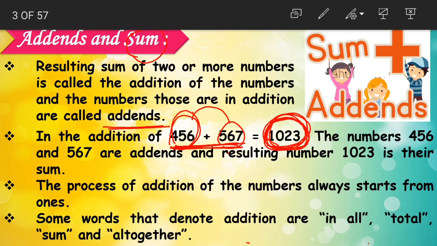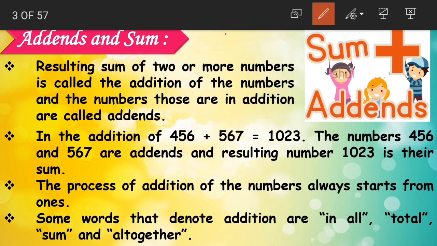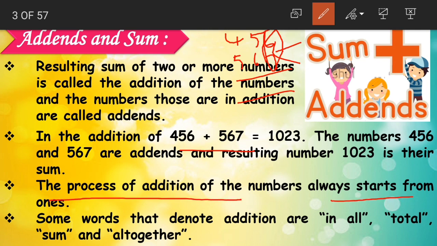The process of addition of numbers always starts from the ones. Suppose I have two numbers here, let me take these two only, 456 and 567. How will we start adding, children? From which side? From the right side, which is nothing but the ones place, right? So this is what they are saying. The process of addition always starts from ones.